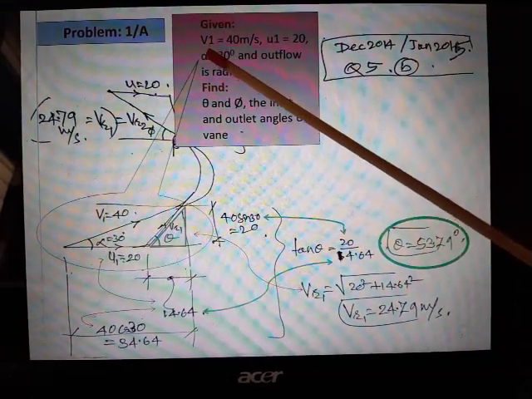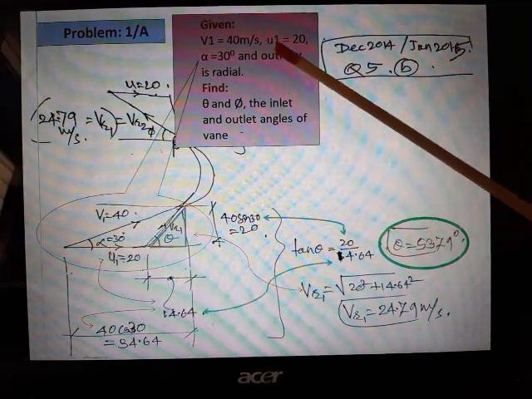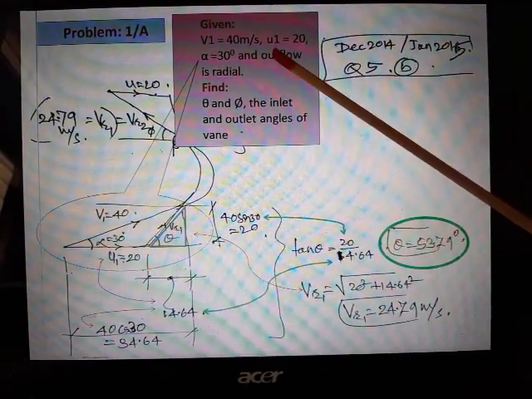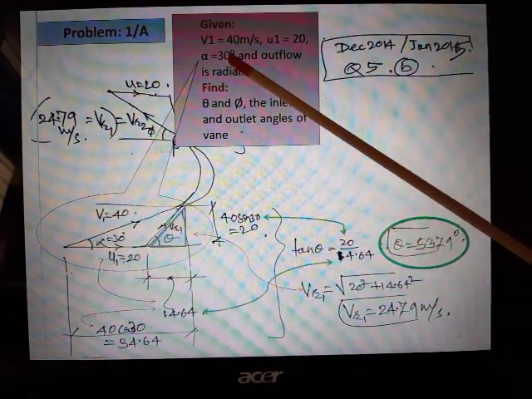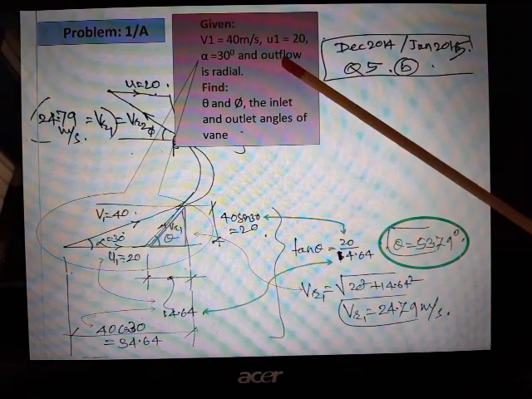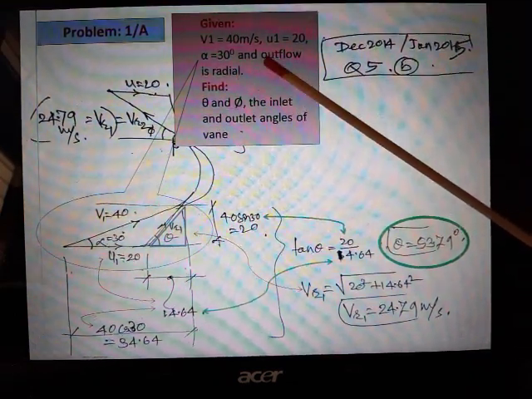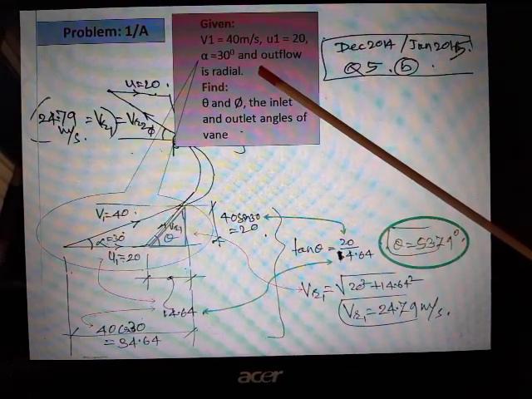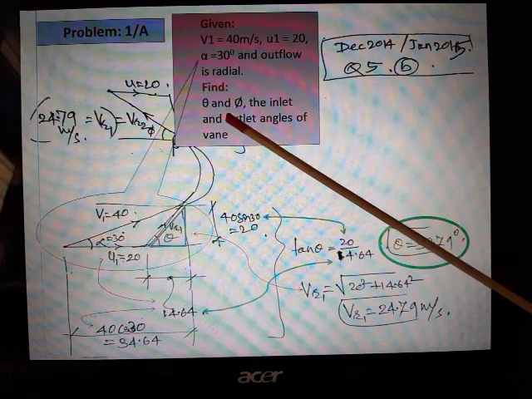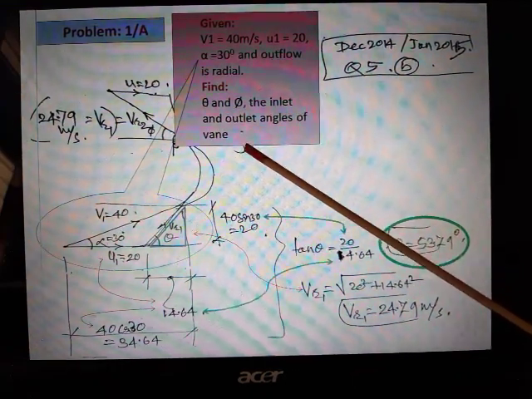This is V1, that is the inlet velocity of the jet. This is the velocity of the vane inlet. The angle of the jet at the inlet is 30 degrees and outflow is radial. Outflow is radial, the meaning is angle beta is 90 degrees. Now what is to be found? To be found are theta and phi. That is, the inlet and outlet angles of the vanes are to be found.